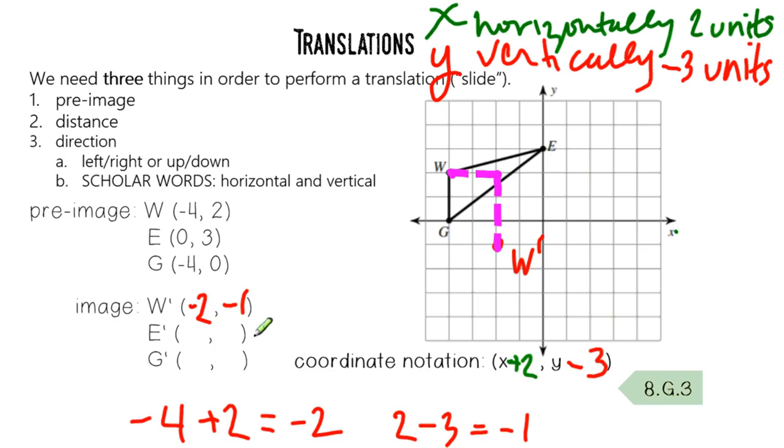I'd like you to please finish E prime and G prime, both listing the locations, showing where the coordinates are on the picture, and connecting them so that you can see if our pre-image and image are congruent.